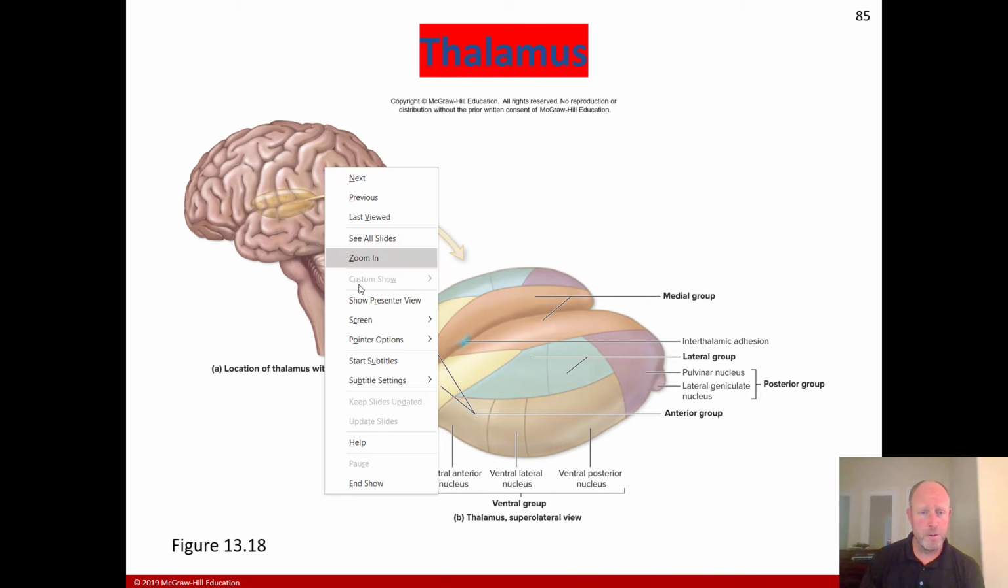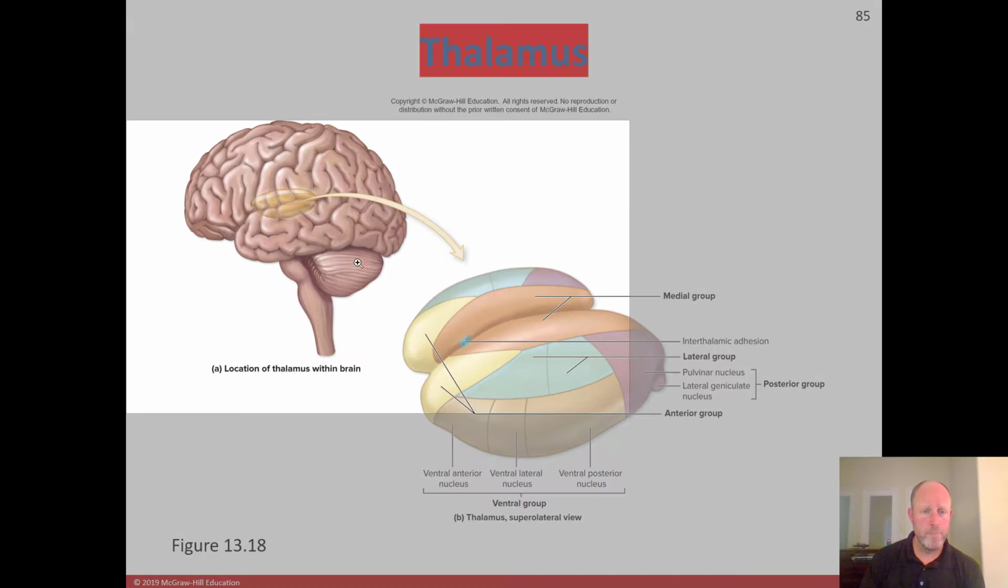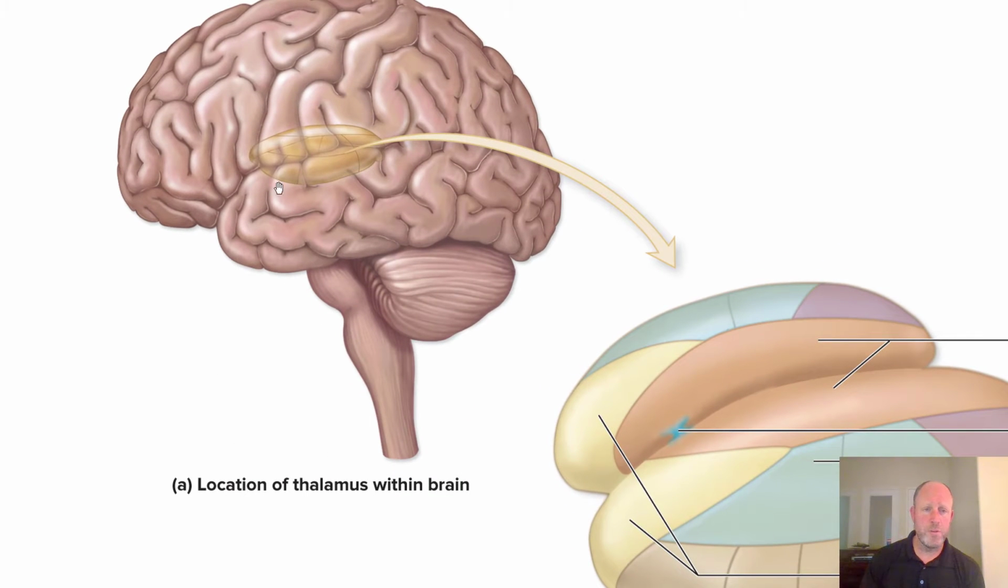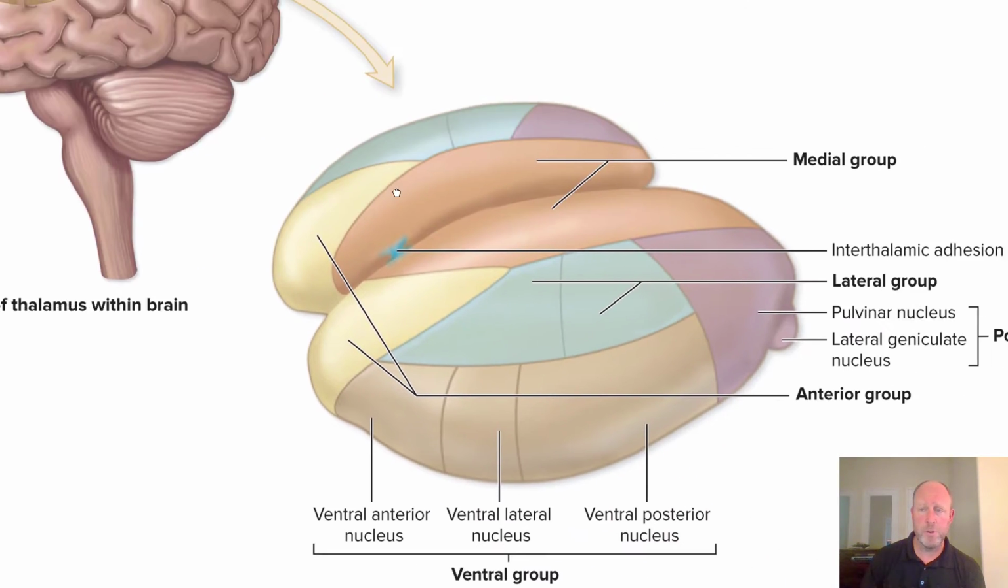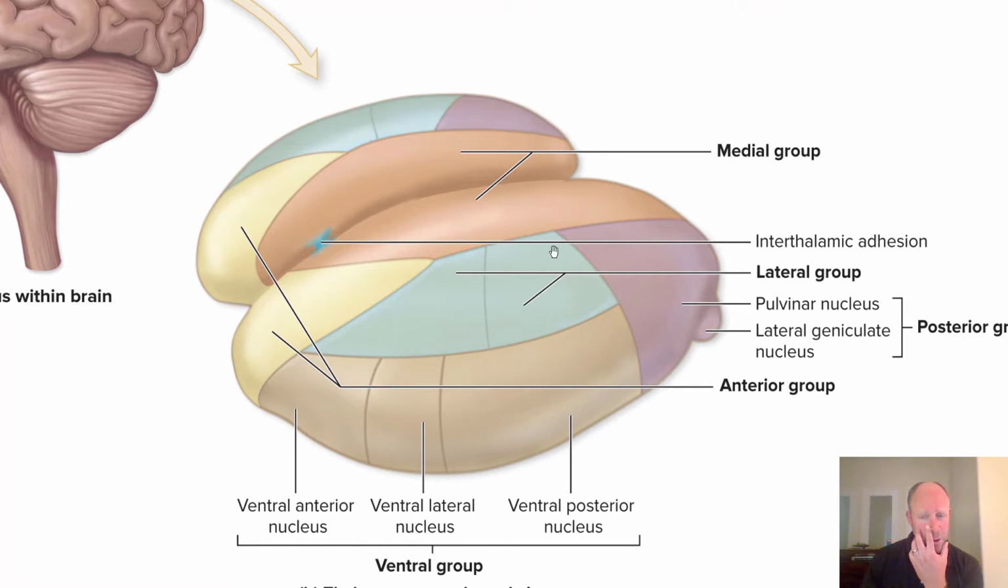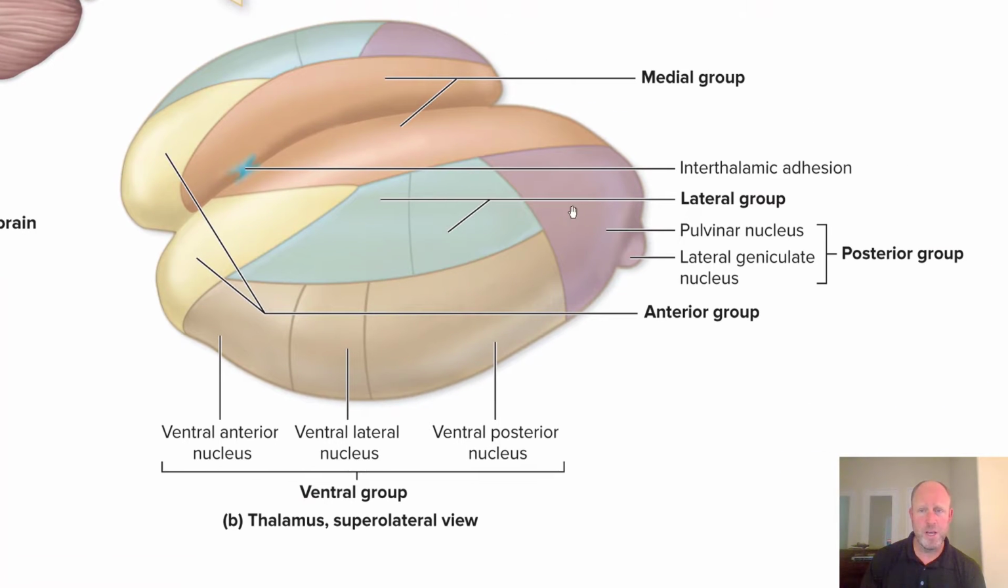So here is the thalamus, the location of the thalamus within the brain, right there in the central area. And you're not going to have to know this specifically for the exam, I'll tell you that. This is the medial group and the interthalamic adhesion. This is the lateral group here. As far as the ventral group, we have our ventral anterior nucleus, ventral lateral nucleus, the ventral posterior nucleus. That's part of the anterior group over here. And then we have our posterior group, the pulvinar nucleus and the lateral geniculate nucleus.